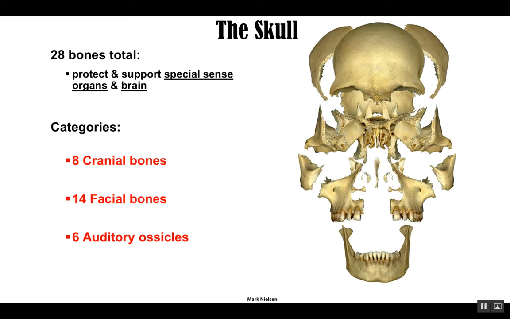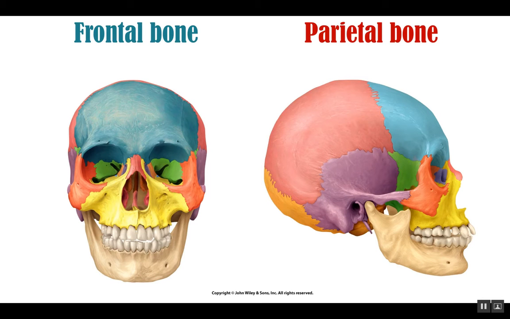We have plenty of articulated skulls in the lab. We also have a couple sets of disarticulated skulls. And that allows you to really see the actual shape of the individual bones instead of trying to see exactly where they are when the entire skull has been put together. So we're going to begin.